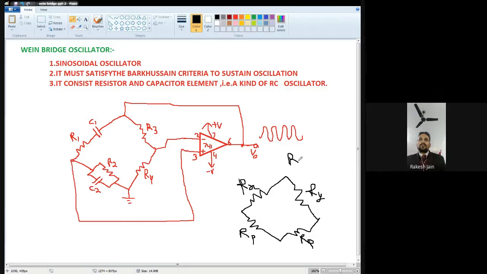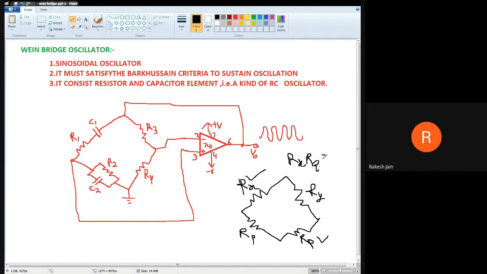It means the resistances which are parallel to each other, the multiplication of those resistances. What I want to say, I just write down. It means this arm, that is Rx, and the parallel arm is the RQ arm.